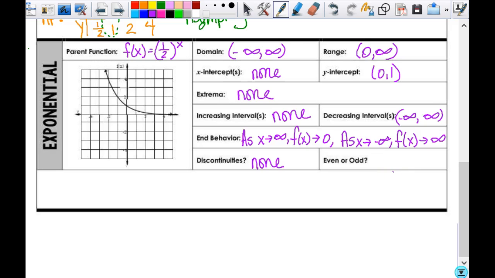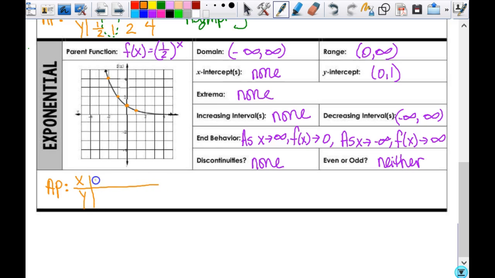Does it have y-axis symmetry with itself? No. It doesn't have rotational symmetry, so it is neither. Alrighty, so then my anchor points, right here, right here, right here, right there. Anchor points, getting me.